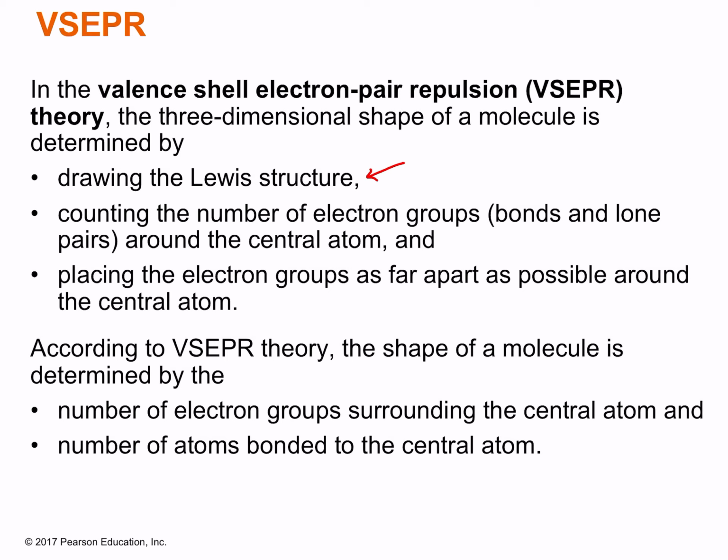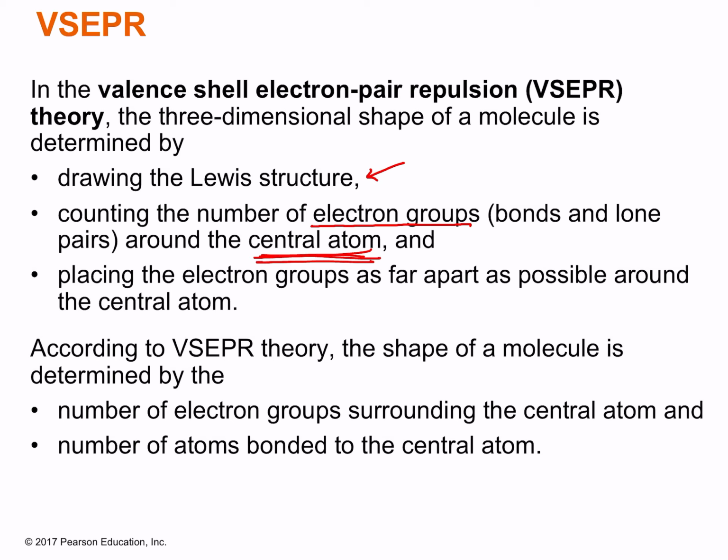So make sure you are getting really good at drawing Lewis structures. And then we are going to count the number of electron groups around the central atom. This includes bonds. Bonds count as an electron group, and lone pairs count as electron groups. So it's just areas of electrons, essentially, and it's around the central atom. We don't care what the atoms on the edges are doing. We don't care about their bonds. We only care how many electron groups are around the central atom, how many bonds, how many lone pairs.